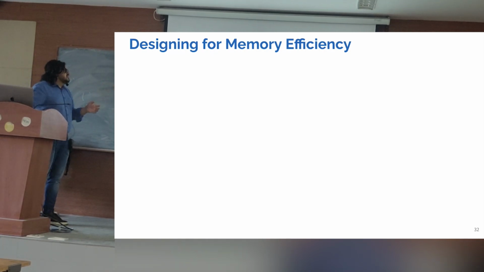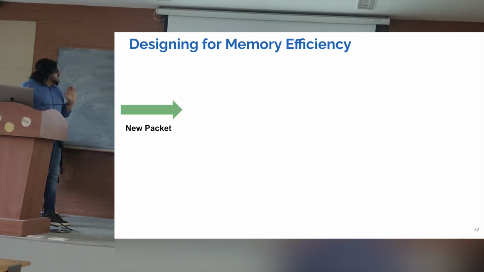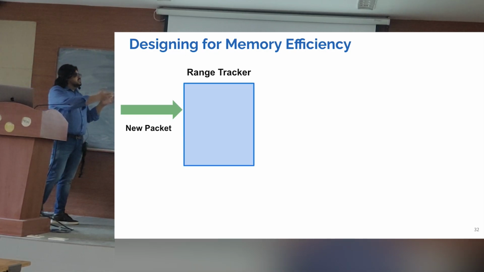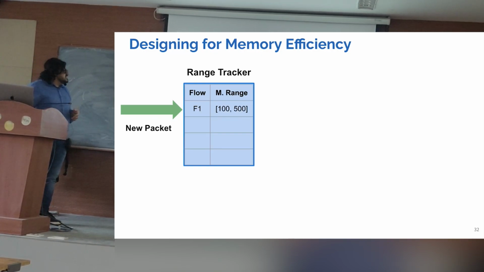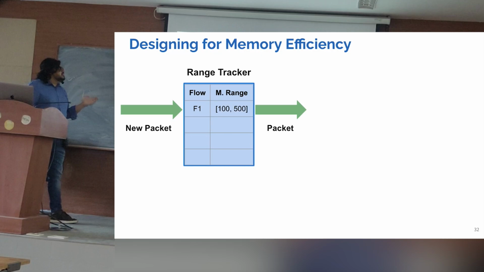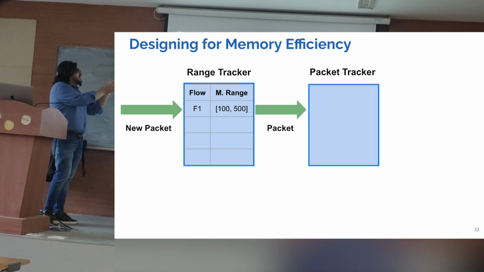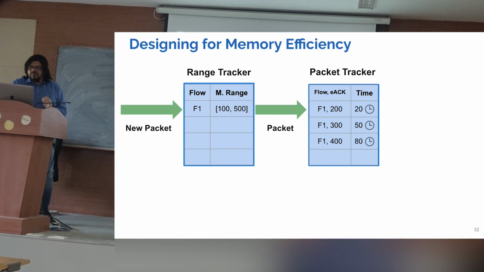So this is what we ended up designing. Let's say that a new packet comes in. We have this range tracker hash table in the beginning. And what it stores is essentially the measurement range that we just discussed, the flow ID and the measurement range. And then the packet goes across to a packet tracker table, something like we saw before. It has the packet identifiers, the flow and the expected ACK number as the key, and the timestamp as the value. And then the RTT sample is generated. So this is the data structure that we came up with.